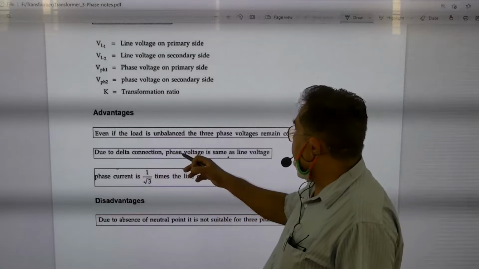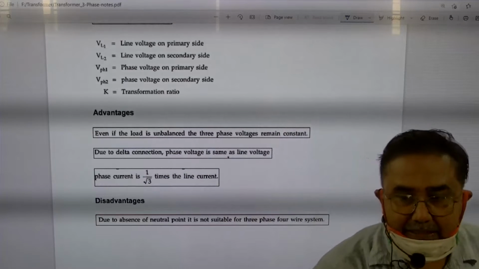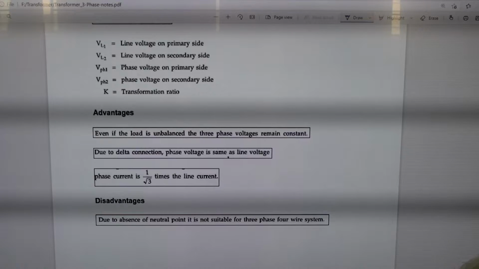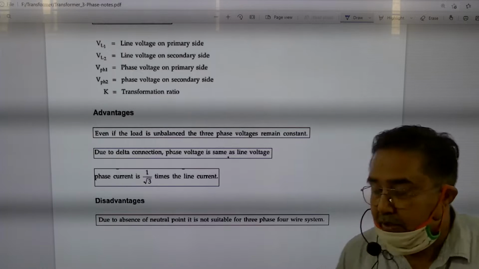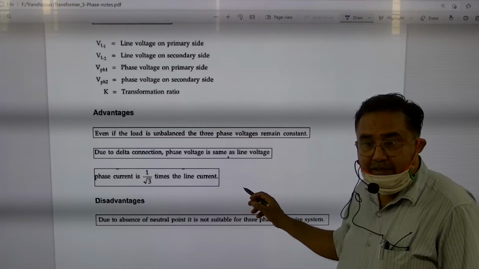Due to delta connection, phase voltage is the same as line voltage. The reason why it can handle the unbalanced load is that the voltage remains constant, and why does voltage remain constant? Because line voltage is equal to phase voltage. However, the phase current is 1 upon root 3 times the line current.